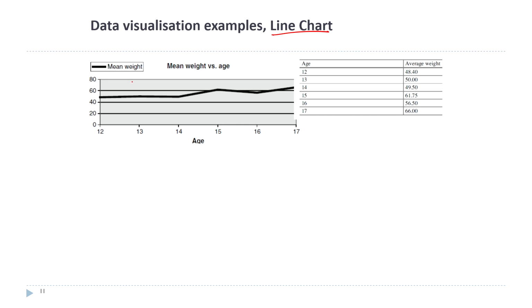This is the mean weight of the students. You can see the age of the students or the kids, and average weight is given. When we have plotted that, this is the average weight and this is the mean weight which is plotted here. This is our line chart.